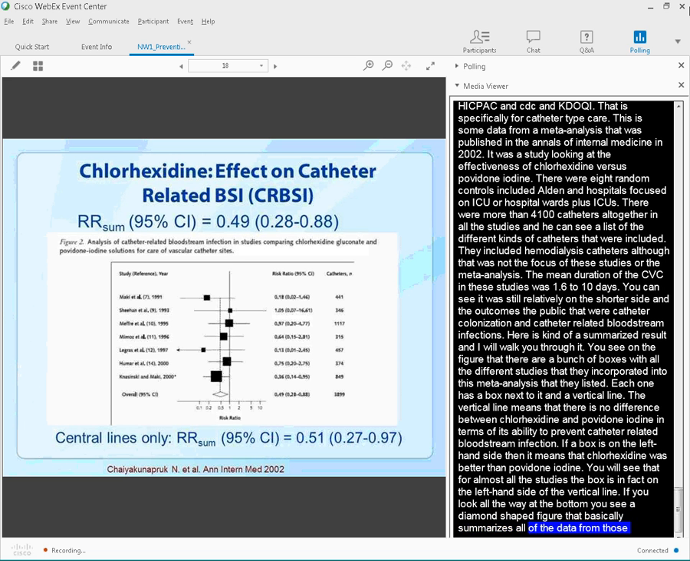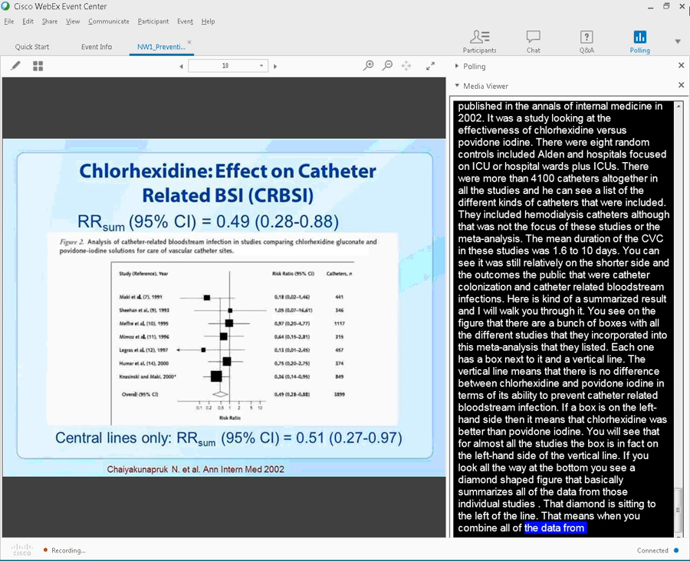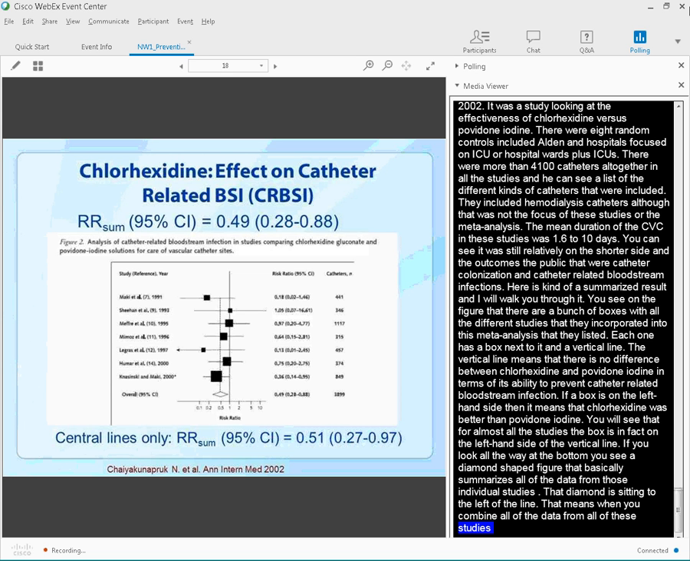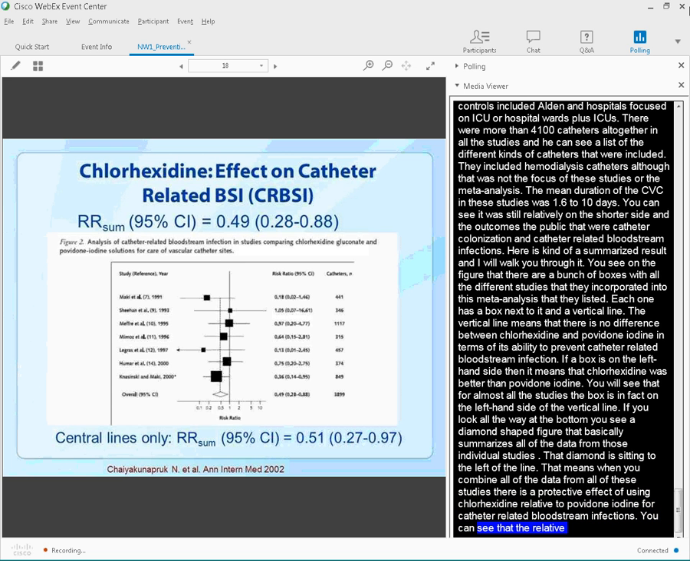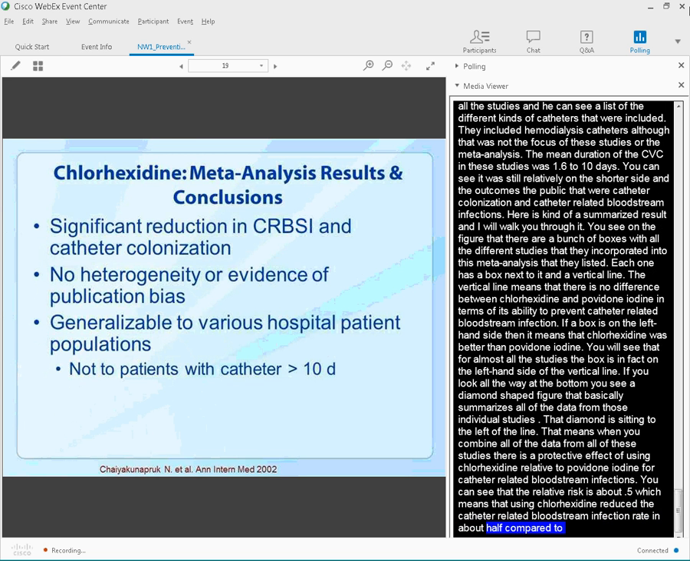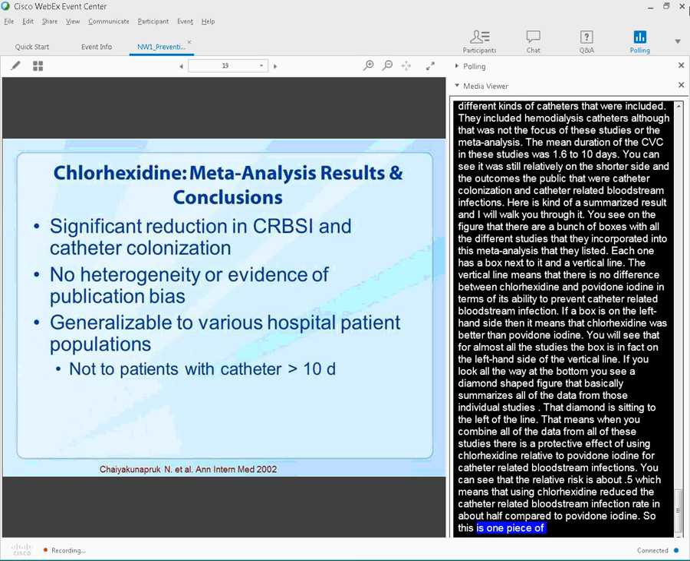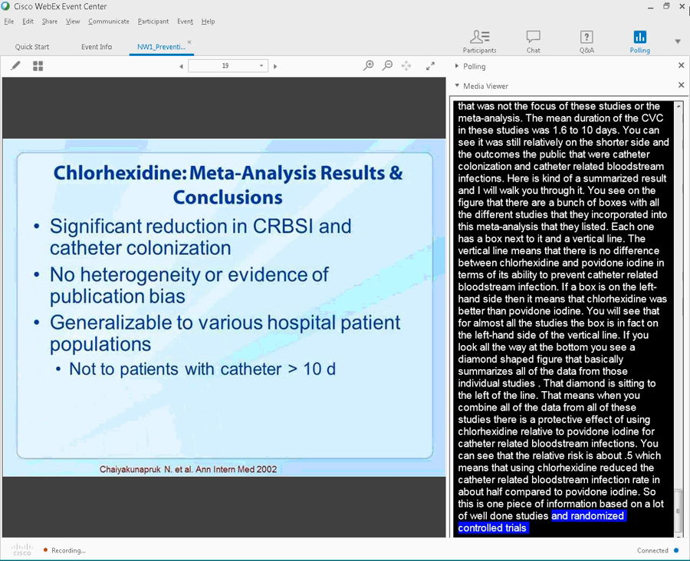So that means that when you combine all of that data from all these studies, there is in fact a protective effect of using chlorhexidine relative to povidone-iodine for catheter-related bloodstream infection. And you see that the relative risk is about 0.5, which means that using chlorhexidine reduced the catheter-related bloodstream infection rate in half compared to povidone-iodine. So again, this is one piece of information, based on a lot of well-done studies, randomized controlled trials, that demonstrates why chlorhexidine is preferentially recommended by CDC and KDOQI for use at the catheter exit site.